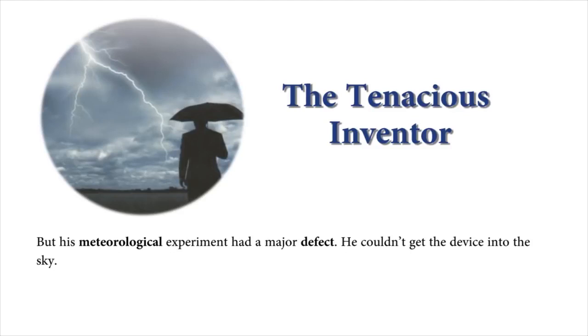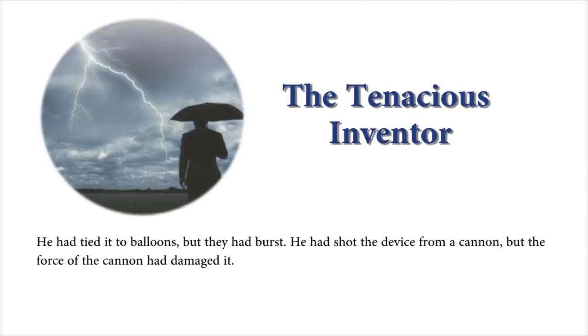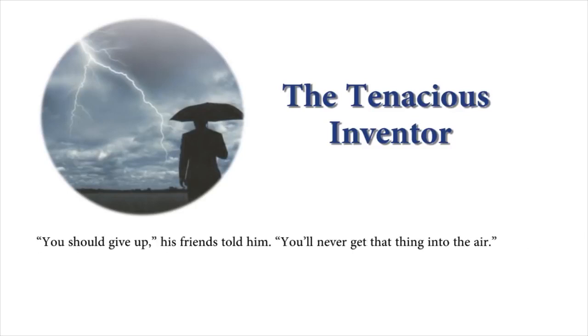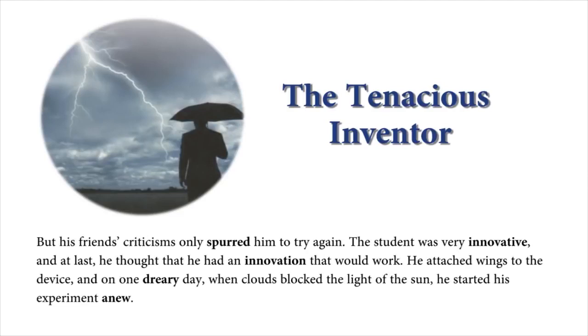But his meteorological experiment had a major defect. He couldn't get the device into the sky. He had tied it to balloons, but they had burst. He had shot the device from a cannon, but the force of the cannon had damaged it. "You should give up," his friends told him. "You'll never get that thing into the air." But his friends' criticisms only spurred him to try again.